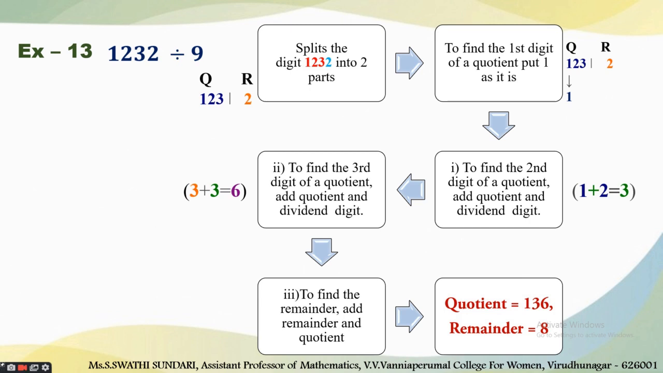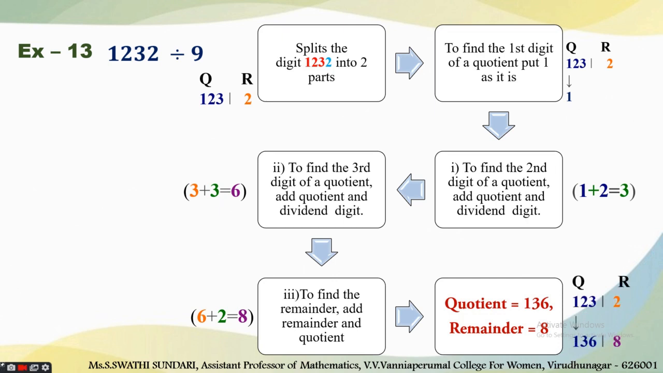And we have to find the third digit of the quotient. Here, the second digit of the quotient is 3, and we have to add this 3 to the third digit of the dividend, that is 3. So we get 3 plus 3 equal to 6. Now we have to find the remainder. The third digit of the quotient is 6, and we have to add this to the remainder 2. So we get 6 plus 2 equal to 8. So the quotient is 136 and the remainder is 8.